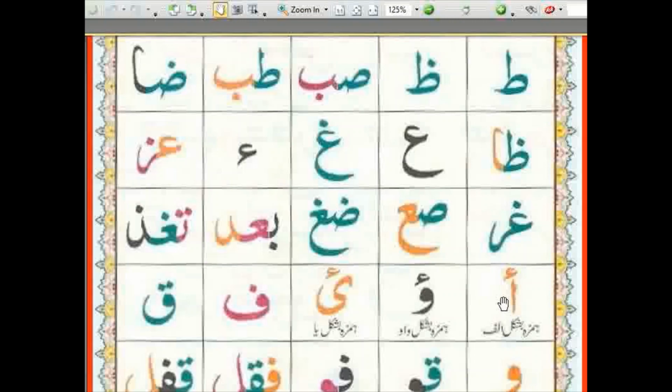ألف همزة، واو همزة، يا همزة. Whenever you see the Hamza sign on top of any letter in the Quran al-Kareem, you will not pronounce the letter below, but you will pronounce a Hamza, just a Hamza. The letter below will be silent. Alif Hamza, Waw Hamza, Ya Hamza.